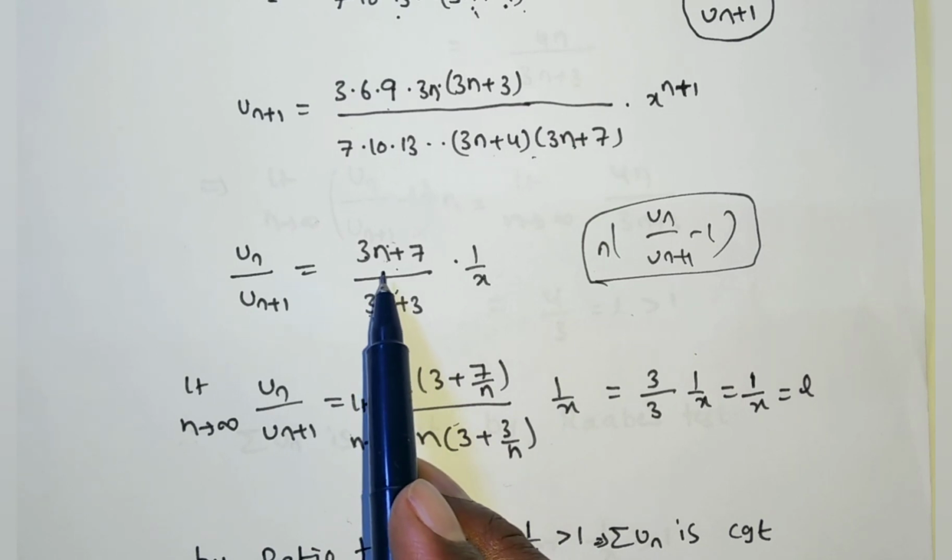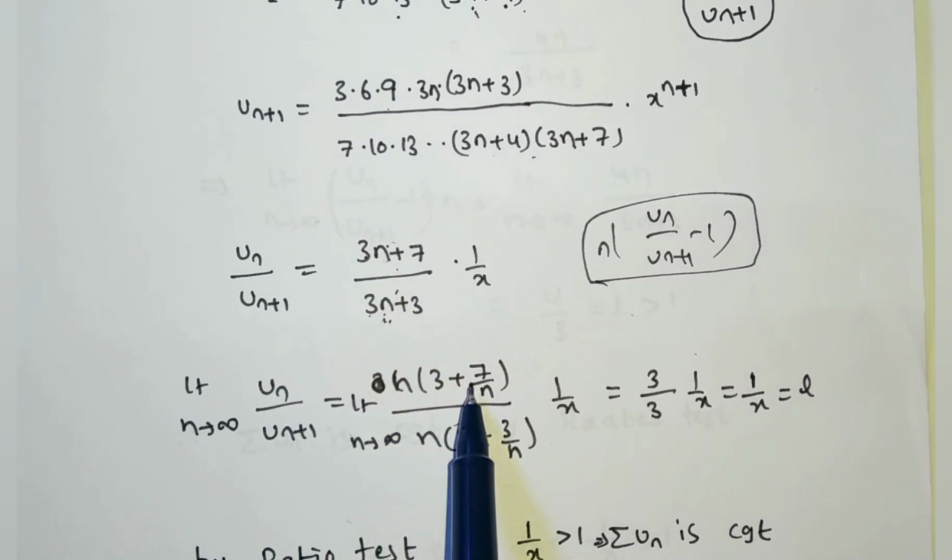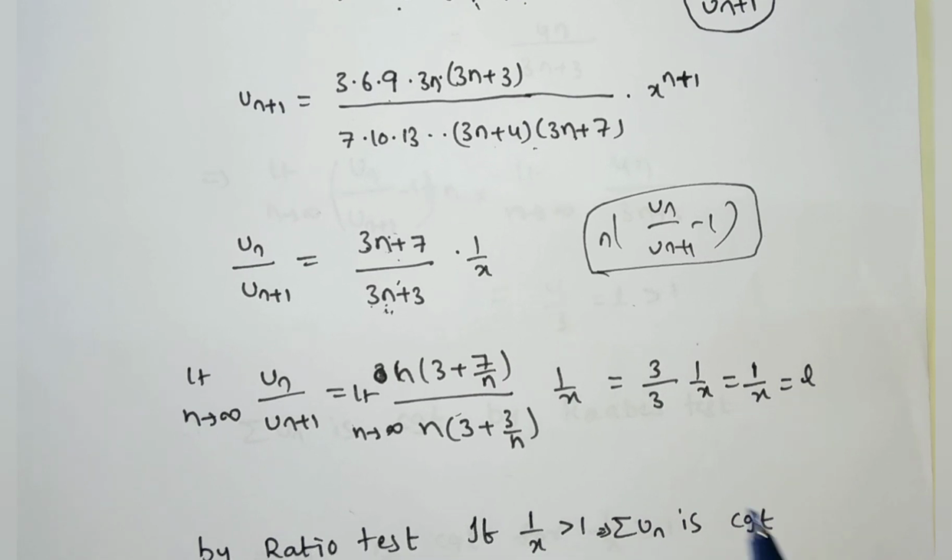Of course, you can do one more thing. Take n common, then you will have 3 plus 7 by n over 3 plus 3 by n. The n cancels. As n tends to infinity, 1 by n goes to 0. So 3 plus 0 by 3 plus 0, which gives the same result.